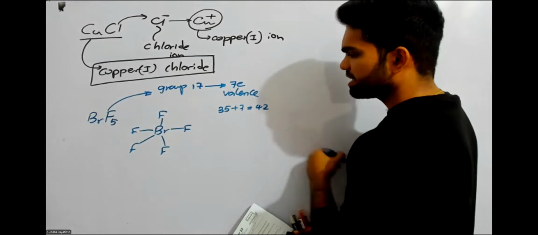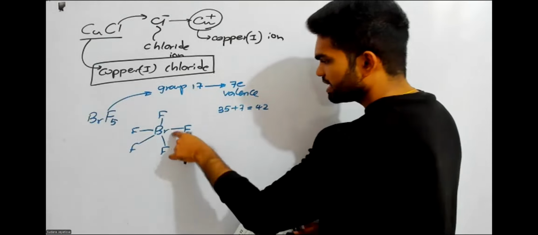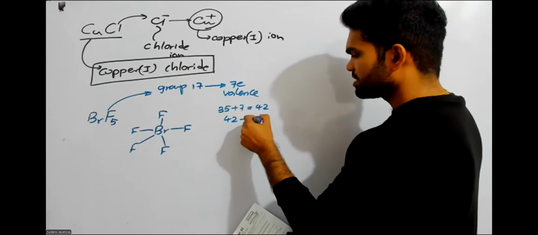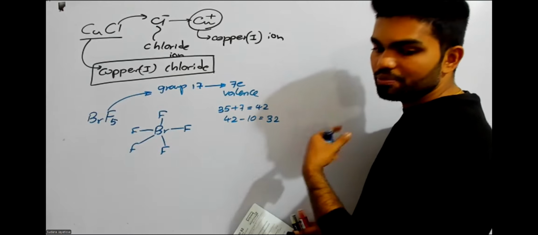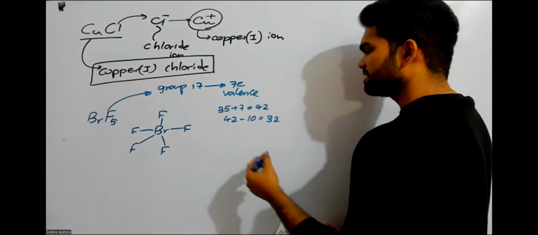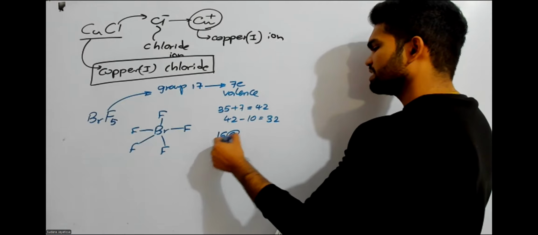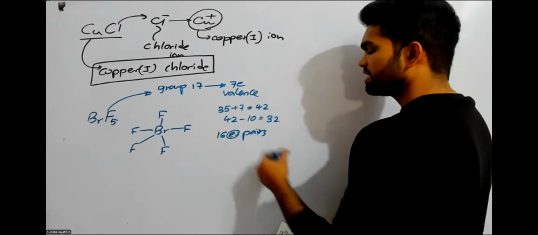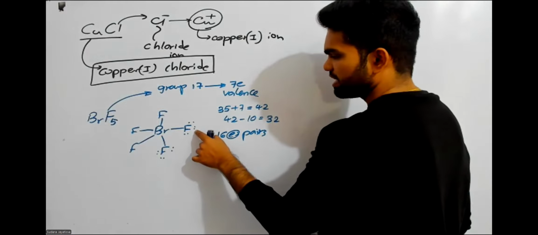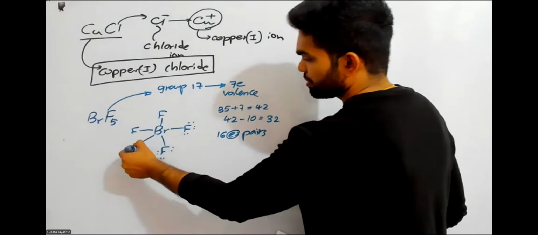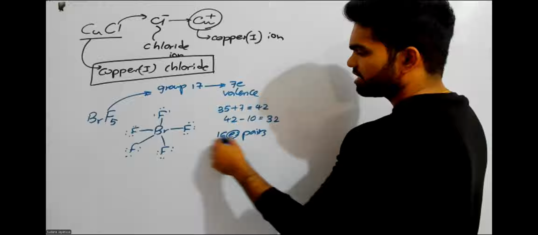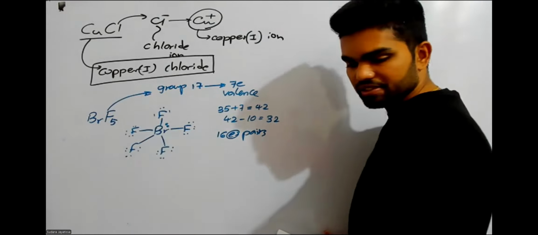So altogether 42 electrons. From this 42, we have already represented 5 bonds, that means 10 electrons. So 32 electrons remain to be represented. That means you have 16 electron pairs. From these, you can place 3 electron pairs on each fluorine, so 15 electron pairs on fluorine. So there will be 1 electron pair remaining that must be placed on bromine.